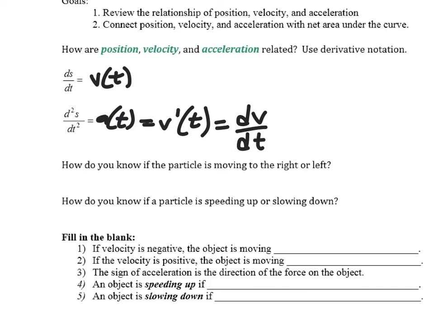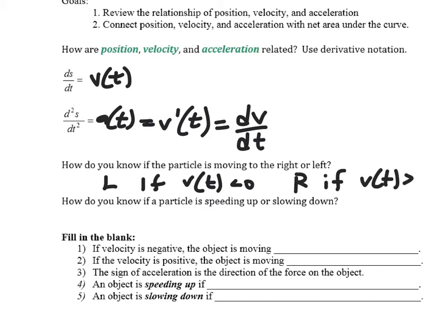All right, how do you know if a particle is moving to the left or to the right? Well, it's moving to the left if the velocity is less than 0. It's going to be moving to the right if the velocity is greater than 0.